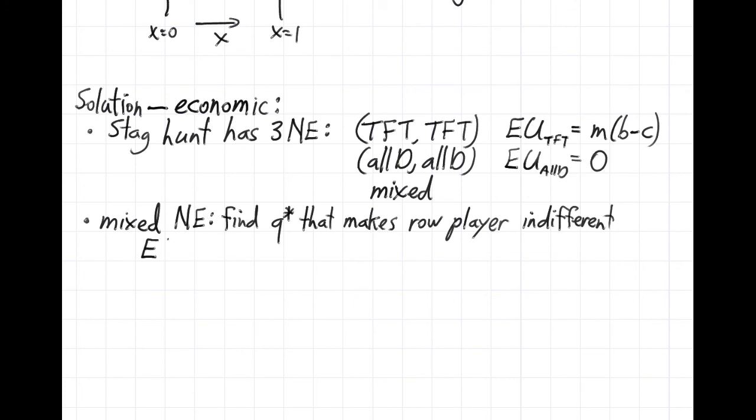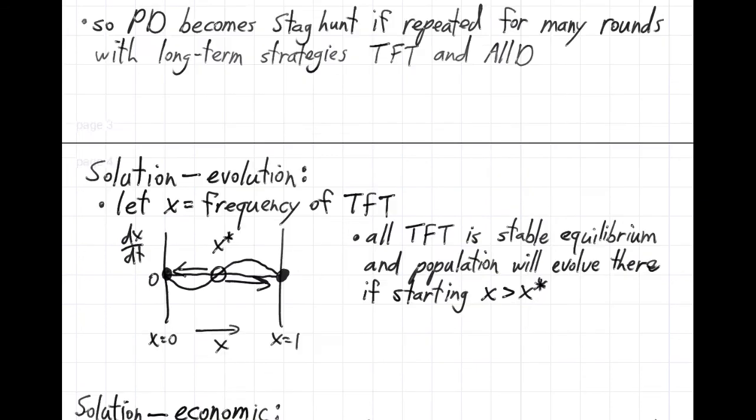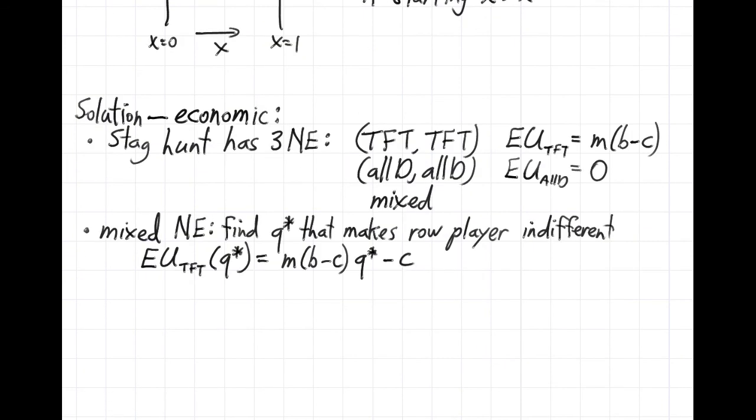So the payoff for the row player, if they want to play tit for tat, and they know the other player is playing Q star, well, it's M times (B minus C) times Q star. That's just this box here. And if we know the column player is playing Q star, so that's probability Q star of getting this, or 1 minus Q star chance of getting this. So we have to add this on to get the expected utility. So there's a minus C, which happens with a probability of 1 minus Q star. So that's the expected utility for playing the top row.